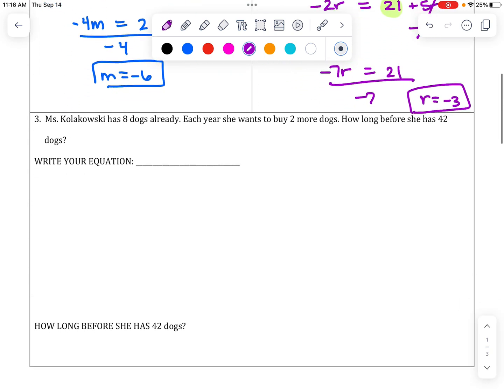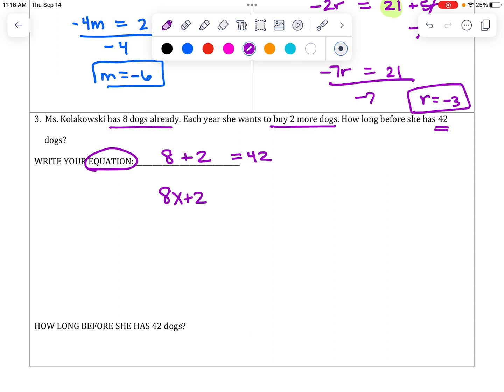Okay, I like this problem a lot because you don't have to use the equation to get your answer, but I have 8 dogs, or Ms. Kolakowski has 8 dogs. She has 2 more dogs to go. How long before 42? That's our total. So here's what we can do, except that's just not true. So we probably need a letter in there, especially for an equation. They usually have a letter in there. So my option is 8x plus 2 equals 42, or 8 plus 2x equals 42.